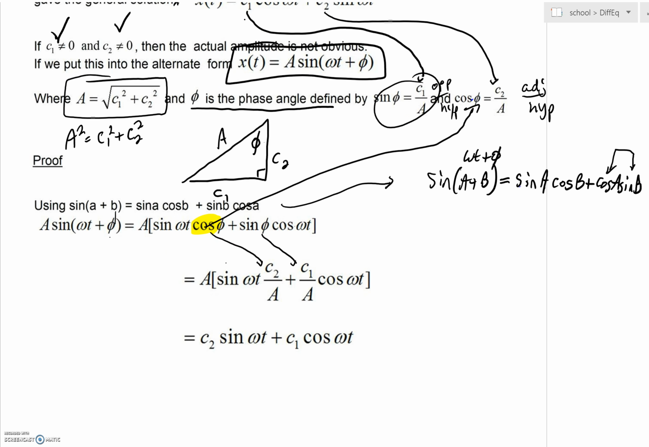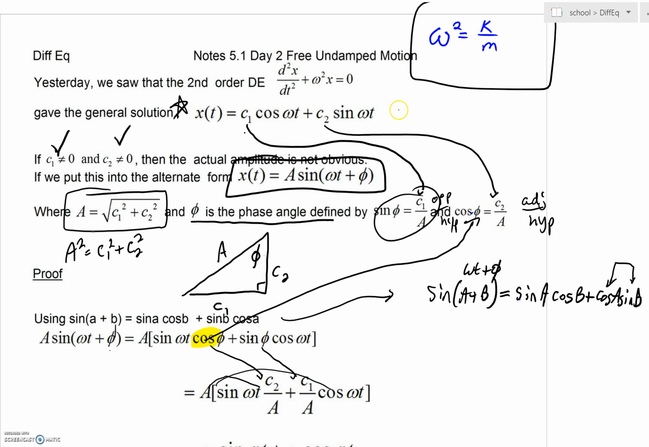And then, sure enough, if we were to distribute this A to both, the A's are all going to cancel out. And then you'd be left with c2 sine of omega t plus c1 cosine of omega t. What have we just shown? These two forms are, in fact, equivalent. So, the reason why we're doing this is, once again, you could have an answer like you had yesterday. But again, if we need to find the amplitude, and we could have very good reason to do that, this newer form is the way to go.